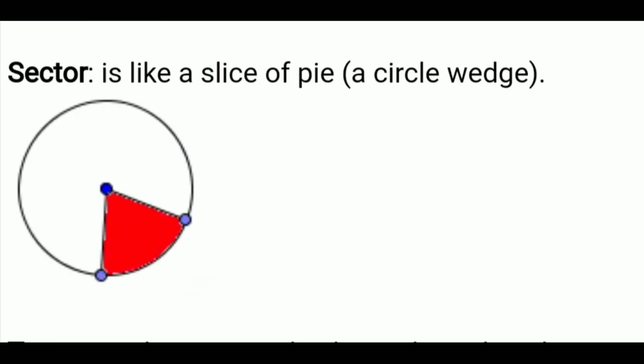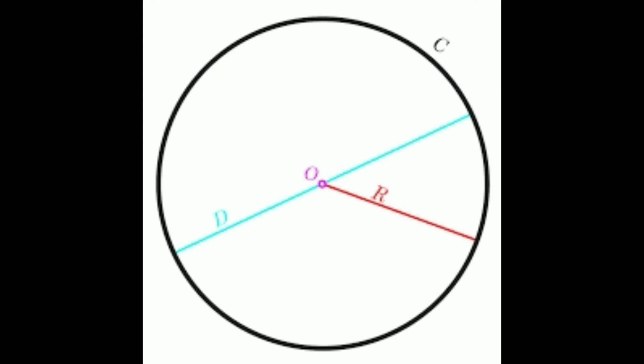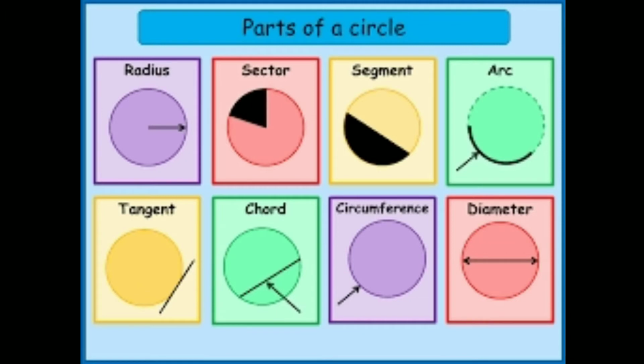What is a sector? It is like a slice of pie. You can see what a sector of a circle is. So today we have studied about circle: what is the radius, what is the center, what is the circumference, what is the diameter. So this is all about the parts of a circle.